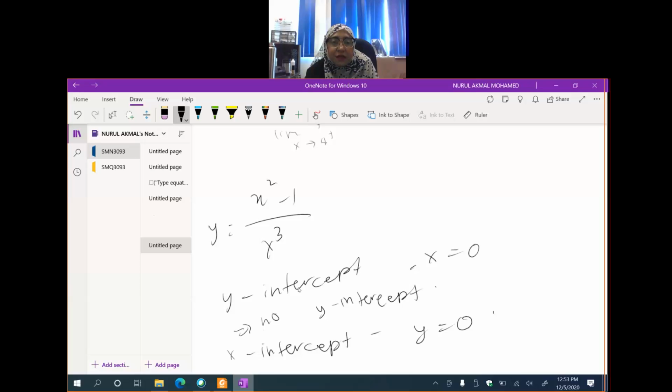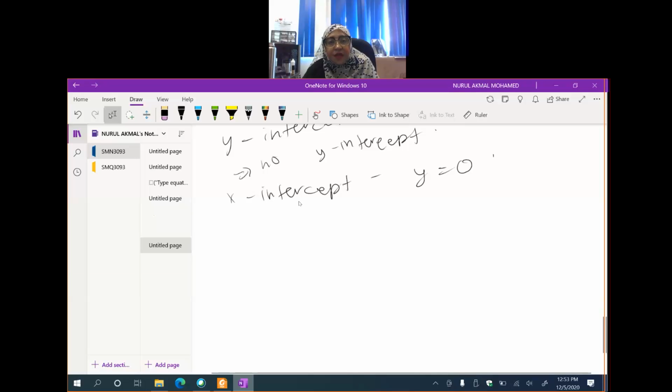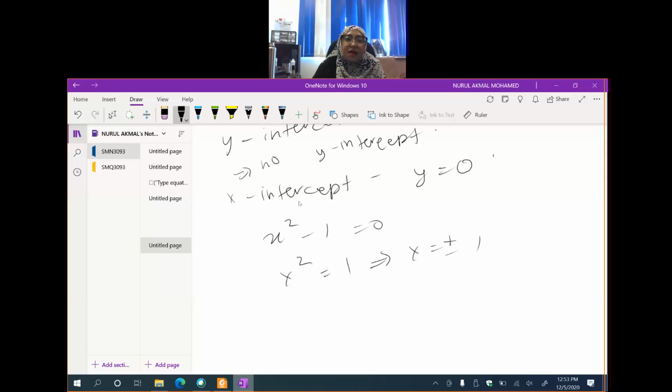Okay. And then for the x-intercept, the y is equal to 0. So x squared minus 1 is equal to 0. x squared is equal to 1. x will be plus or minus 1. Okay. So we will have 2 x-intercepts.